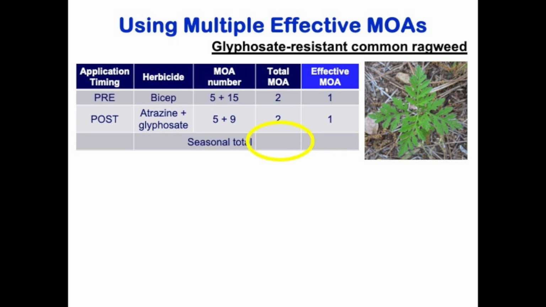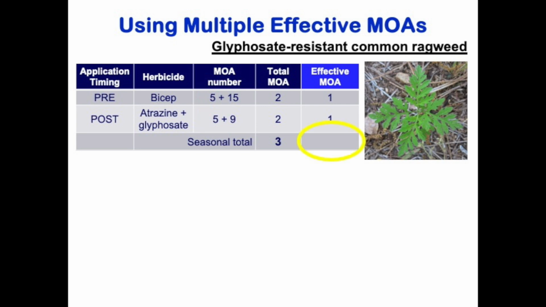And then when we look at this from a full season approach of a pre-emergence followed by a post-emergence application, how many total modes of action are we using? Again, atrazine is used twice, so we're using 3 modes of action over the course of the season.